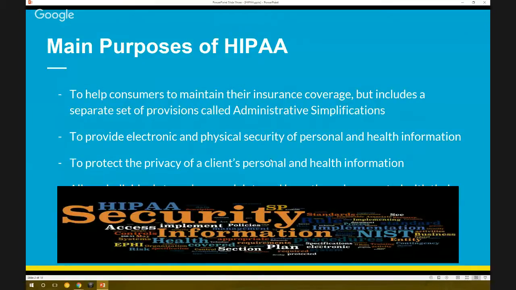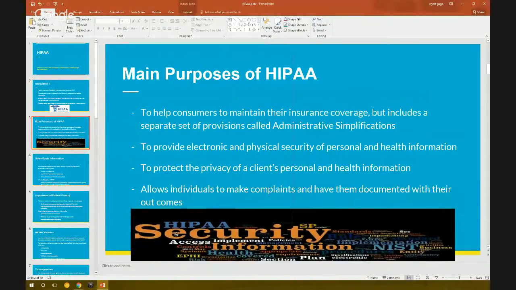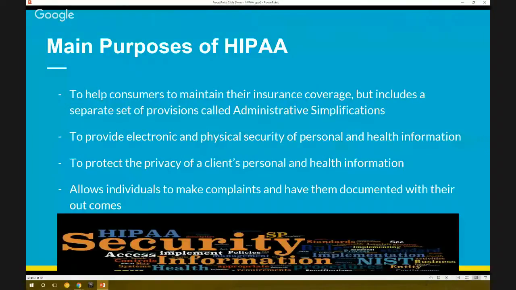The main purposes of HIPAA are to help consumers maintain their insurance coverage, but it includes a separate set of provisions called the administrative simplifications. HIPAA also provides electronic and physical security of personal and health information. HIPAA also protects the privacy of a client's personal and health information. HIPAA also allows individuals to make complaints and have them documented with their outcomes. Next slide, please.